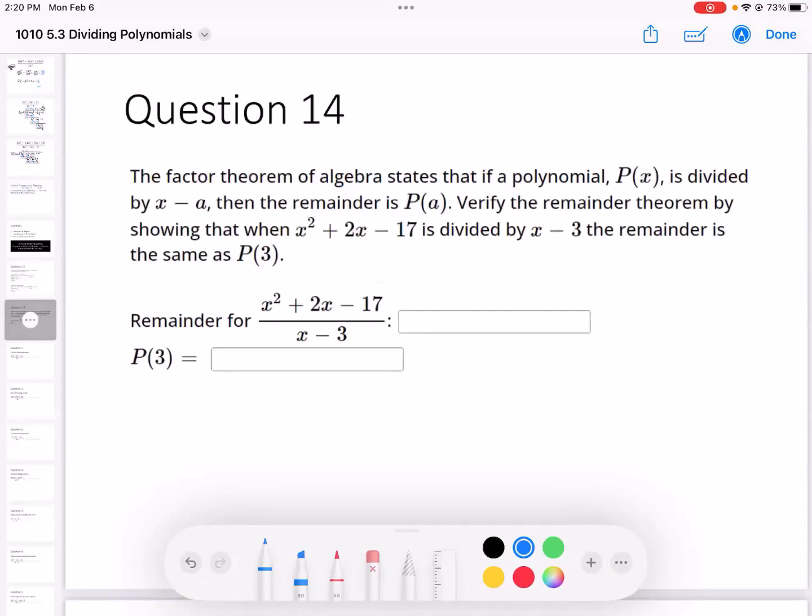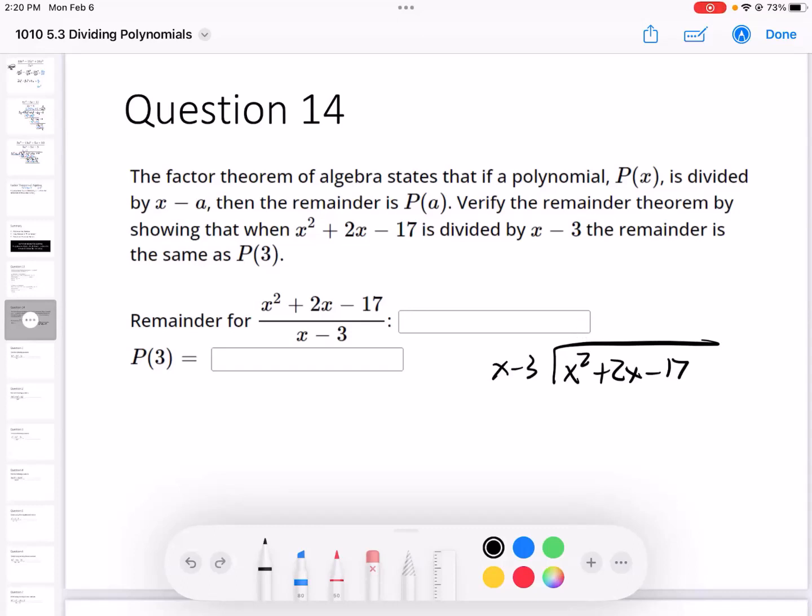Okay, so on this one, essentially what they're asking you to do is do the long division for this and find the remainder, and then show that that really is equal to plugging in 3 into the original polynomial. So if I do the long division here, I have x squared plus 2x minus 17, and I'm dividing by x minus 3. Well, x squared divided by x is just x.